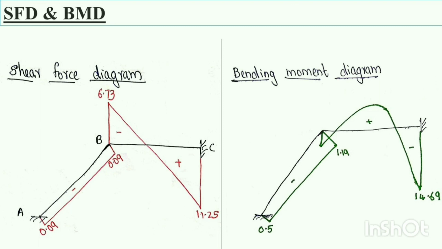Next, for the bending moment diagram, at A the bending moment is 0.5 and at B it is 1.19. Now for member BC, which has a UDL, the shape of bending moment will be parabolic, and at B the bending moment is 1.19 and at C the bending moment is 14.69. So this will be the bending moment diagram for ABC.